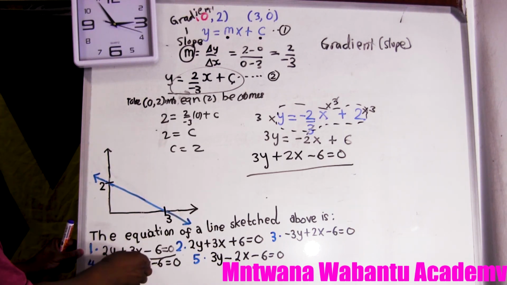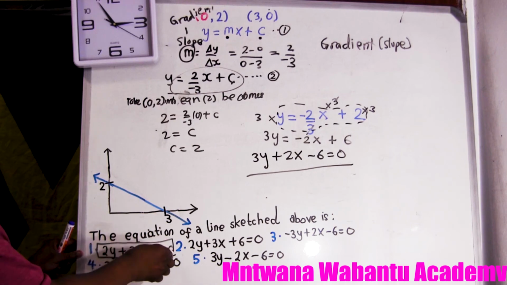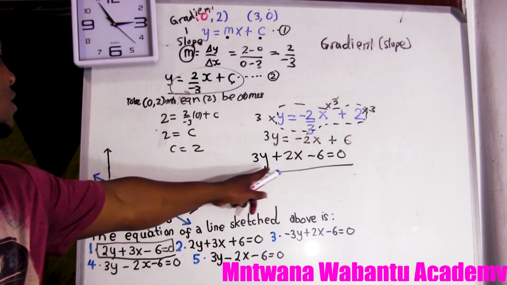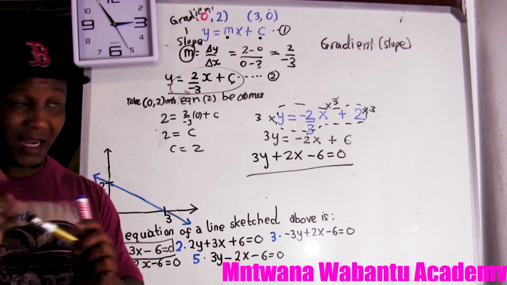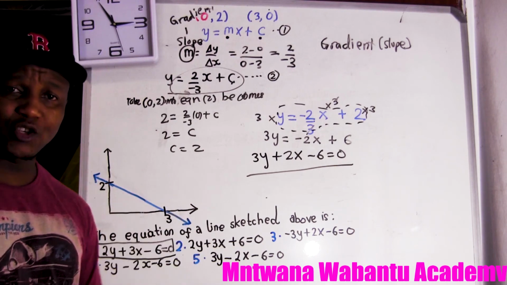Option 1. I believe so, but you can check carefully. But yes, 3y plus 2x minus 6. You can double-check just in case, but yes, it should be 100%.